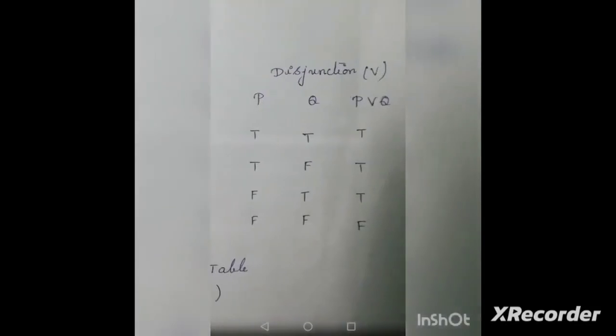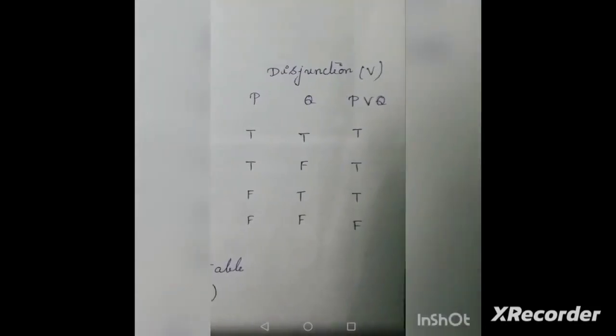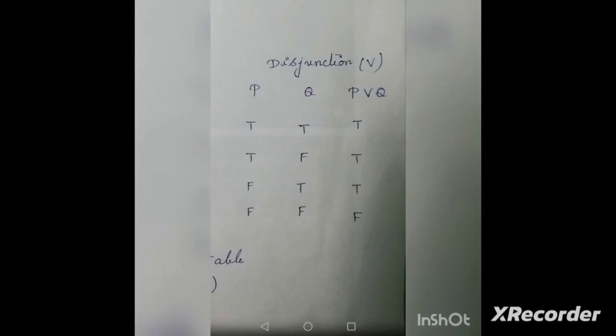The next one is disjunction. P is true, true, false, false, and q is true, false, true, false. For calculating the disjunction function, first we are going to take the p values and q values. The first one is p true and q also true. If both are true, then we get the value of disjunction as true.